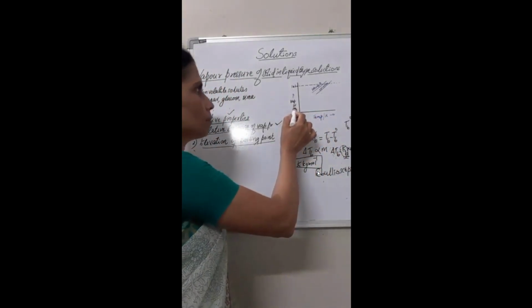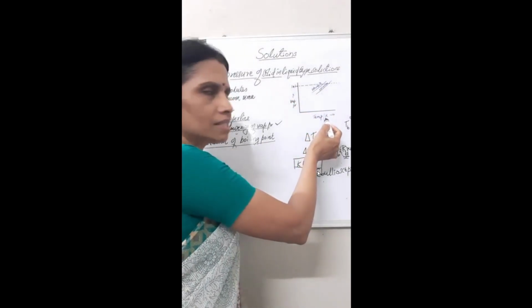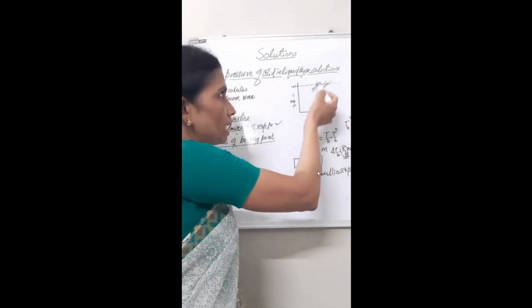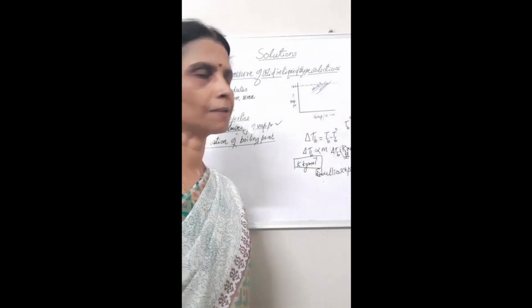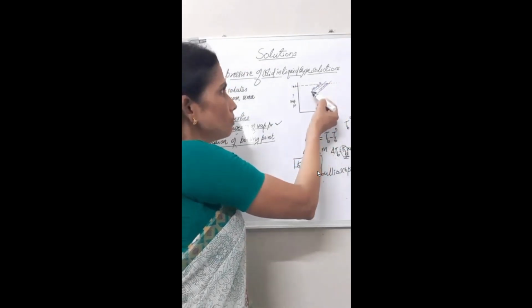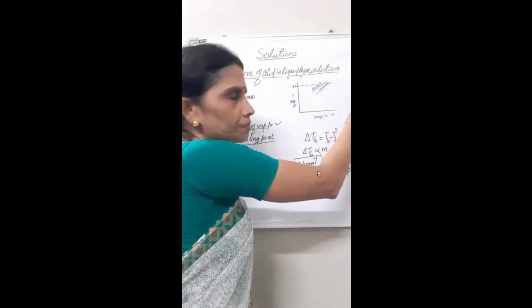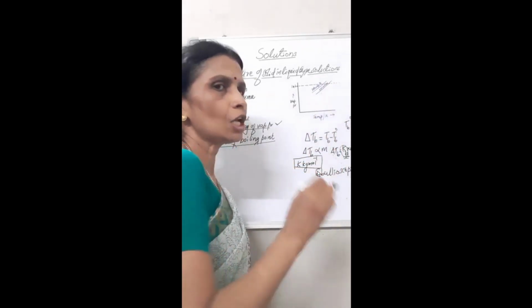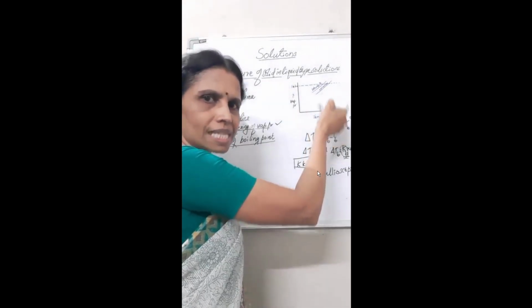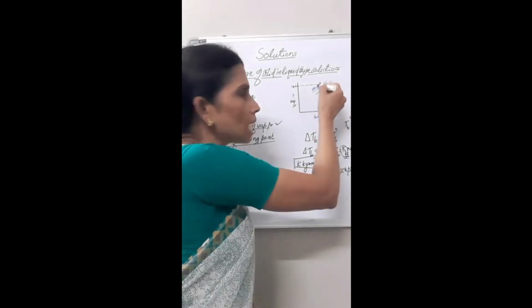Here, vapor pressure is plotted along the y-axis, and here temperature. So the variation of vapor pressure with temperature of solvent and solution can be represented. As temperature increases, vapor pressure increases. So the vapor pressure of the solvent varies along this curve. The solution has a lower vapor pressure. So at a given temperature, the vapor pressure of the solution will always be less than that of the pure solvent, and therefore we get the curve of the solution below that of the solvent.